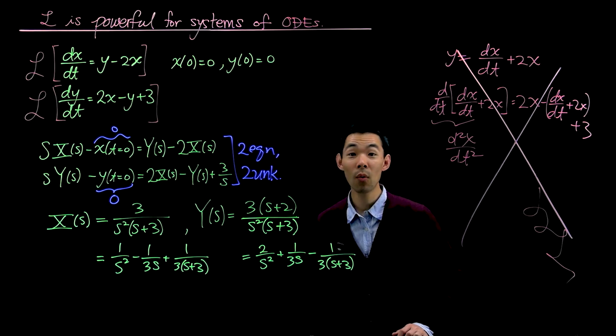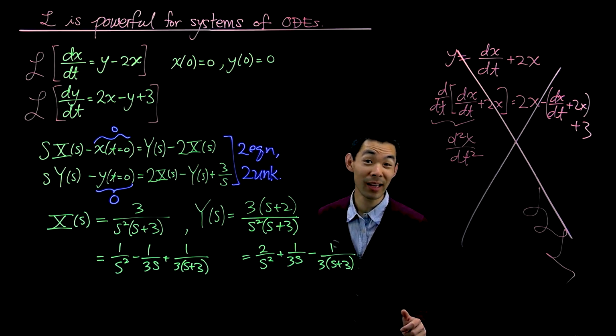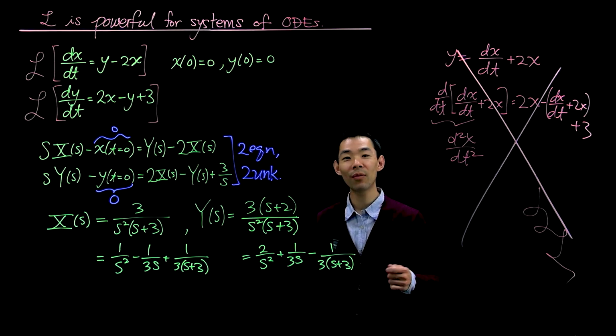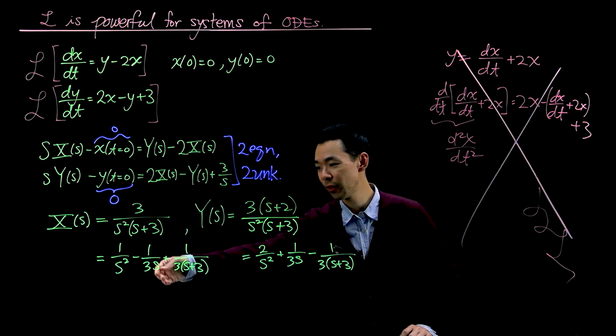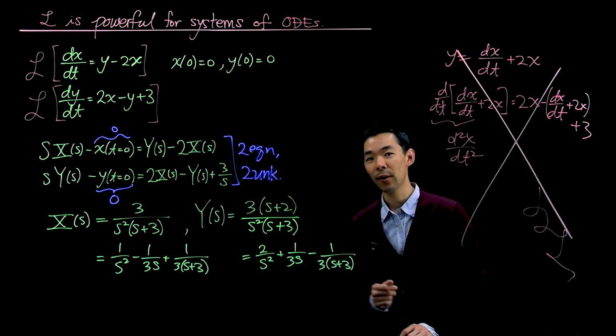The second term, 1 over s, that was, again, one of our very early examples. 1 over s is just a constant back in real domain. It's 1, right? So this would be 1/3, also 1/3 over here.